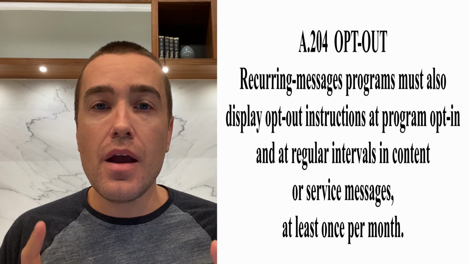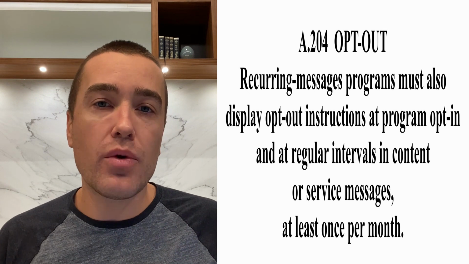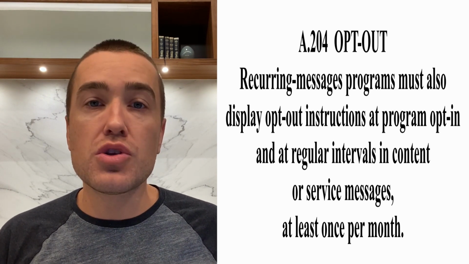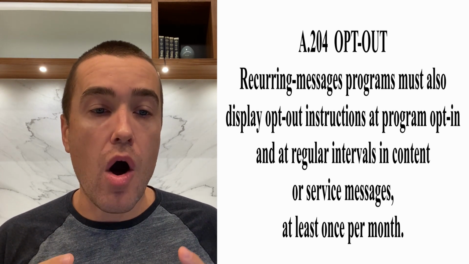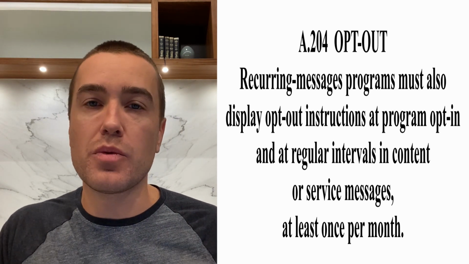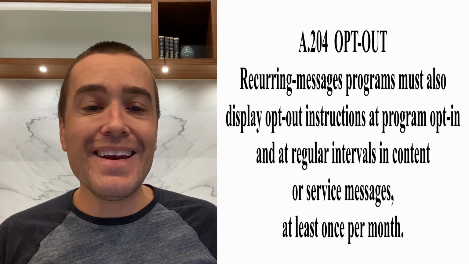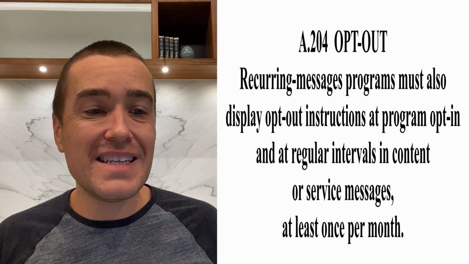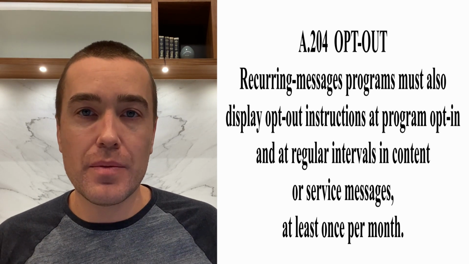So I'm going to throw up on the screen the rules specific to how often you need to put opt-out instructions in your text message. Let me read them off to you. Recurring message programs must also display opt-out instructions at program opt-in. That makes sense. When people opt in, you should be telling them how to opt out if they want to in the future. And at regular intervals in content or service messages, and this is the important part, at least once per month.